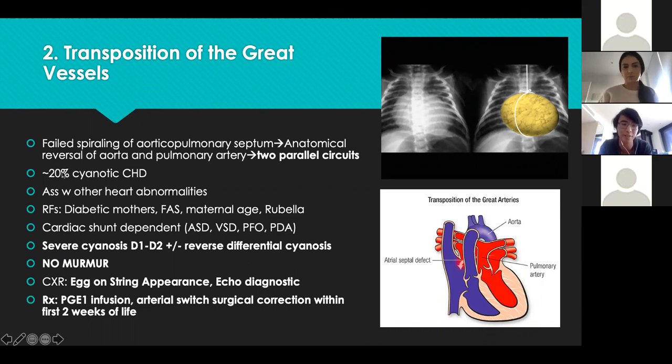It's actually relatively common out of your cyanotic congenital heart disease, around 20%, and it is associated with other heart abnormalities. Risk factor buzzwords for your exams: diabetes in the mum, fetal alcohol syndrome, old maternal age, and rubella. And they're dependent on the shunt, because if you don't have an ASD, a VSD, or a PDA really, then you're not going to have any connection between your two parallel circuits. So the baby's not going to get oxygenated blood to anywhere except for its lungs, which are oxygenating itself anyway.